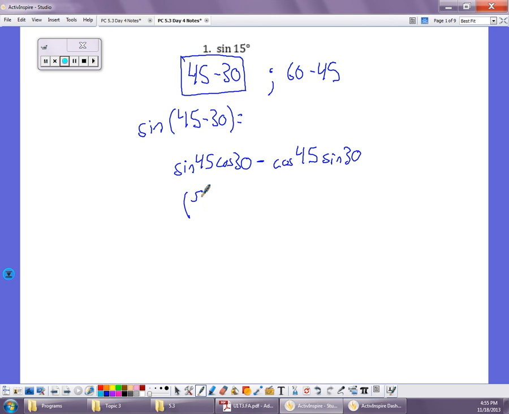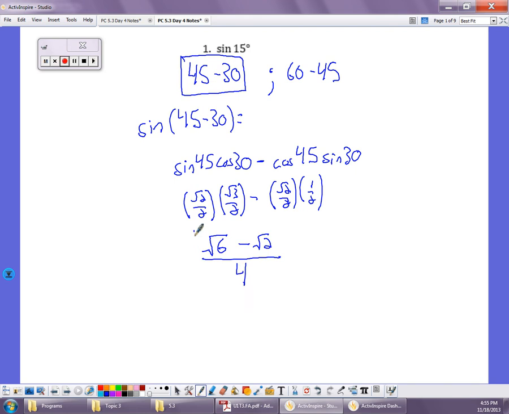So sine 45 is root 2 over 2. Cosine 30, root 3 over 2. And I'm just taking these from my table. Cosine 45 is root 2 over 2. And sine 30 is 1/2. So we just multiply. We can multiply radicals, but we cannot add them. So root 2 times root 3 is root 6, minus root 2 over 4. And that's going to be our answer. So this really is not all too complicated, especially when you have values that are in your first quadrant.